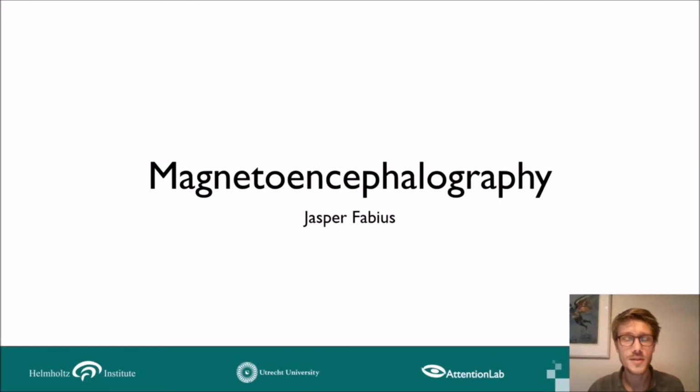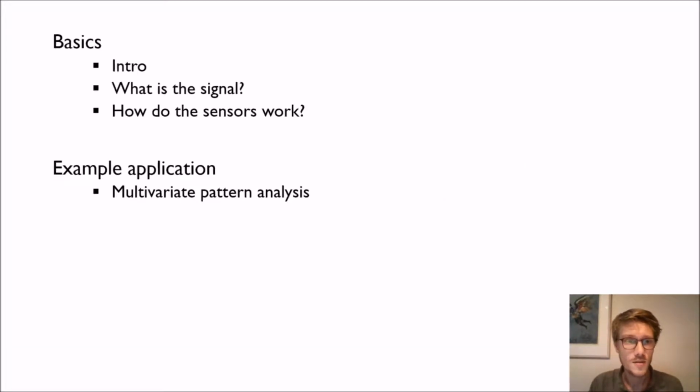I'm a PhD student at Utrecht University, and in this lecture I will give an introduction to magnetoencephalography, or MEG, and its use in cognitive neuroscience. So first I'll introduce the general idea behind MEG, then we'll talk about what the signal is that's being recorded with an MEG and how it's actually being recorded. And then I'll show one particular example of how MEG data can be analyzed, which is using multivariate pattern analysis.